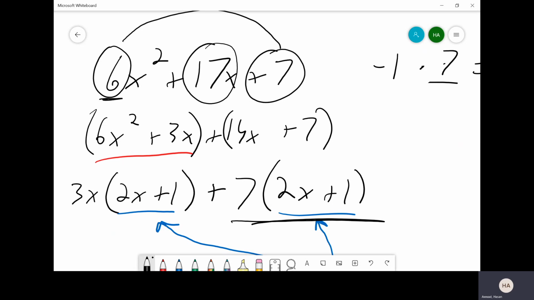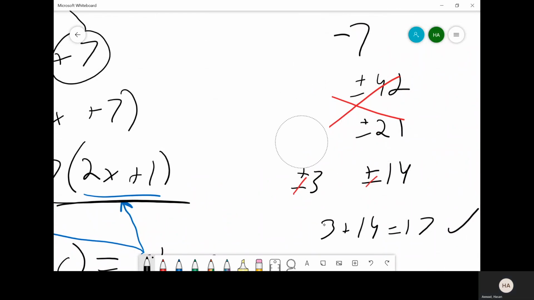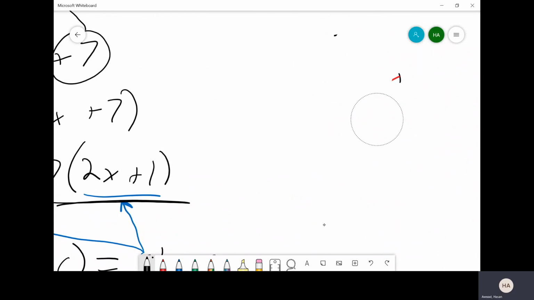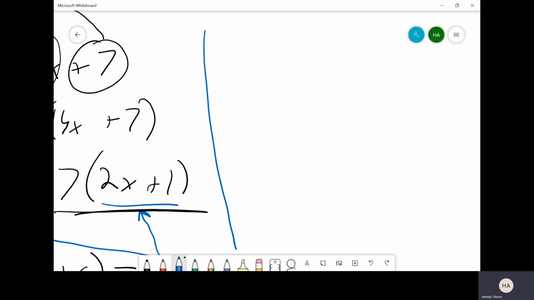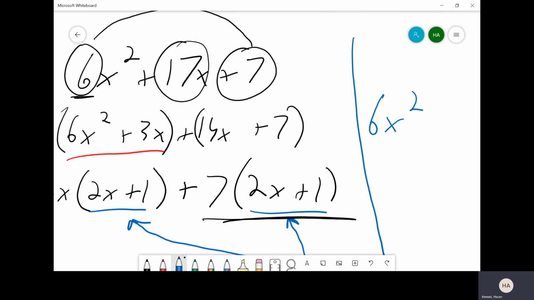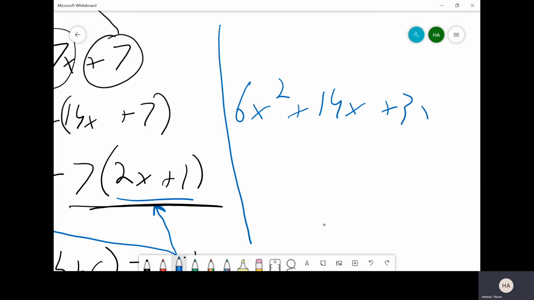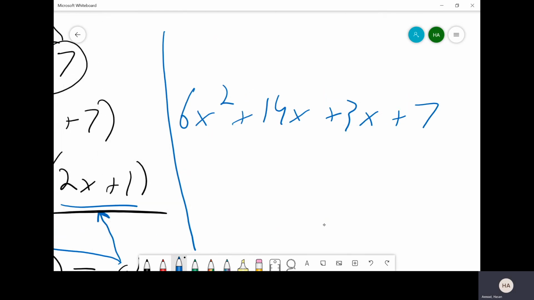Now, earlier I said, okay, well, did I have to group this way? And the answer is actually no, we didn't. So I'm just going to go ahead and erase this. And I'm going to be writing in blue just to show you guys that it's going to be slightly different, but not really. Before we had 6x squared, and now I'm going to change the order of it. I'm going to say 6x squared plus 14x plus 3x plus 7.